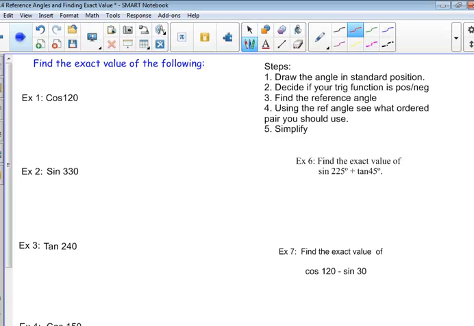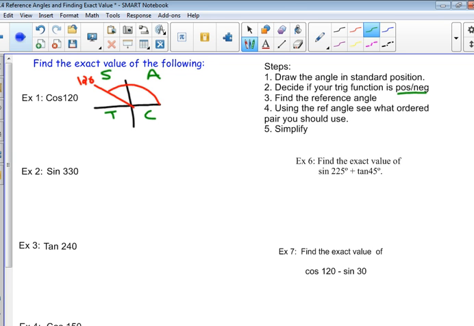Our first step is to draw your angle in standard position. For my first one, cosine 120. I'm going to make myself a little graph to get started. So 120, we're going to be somewhere over here. There's my 120. Now, this is something people always forget: we need to decide if the trig function is going to be positive or negative there. The way we do that is based on our All Students Take Calculus, or however you decided to remember that.